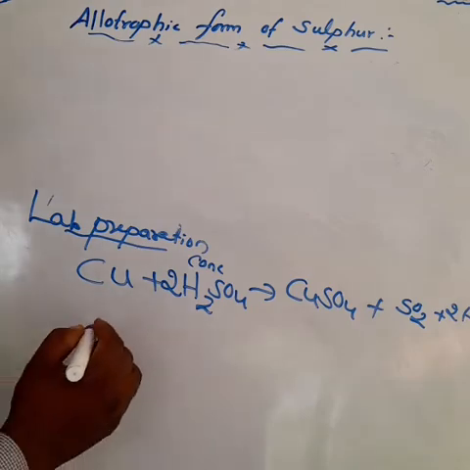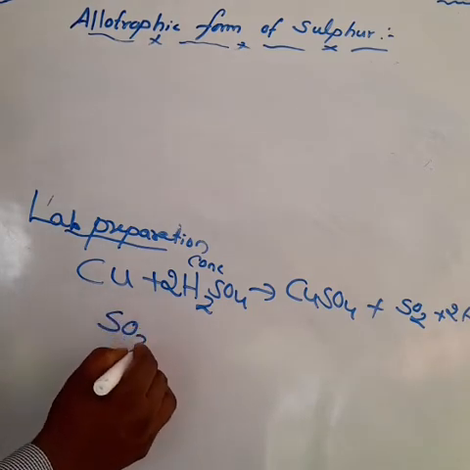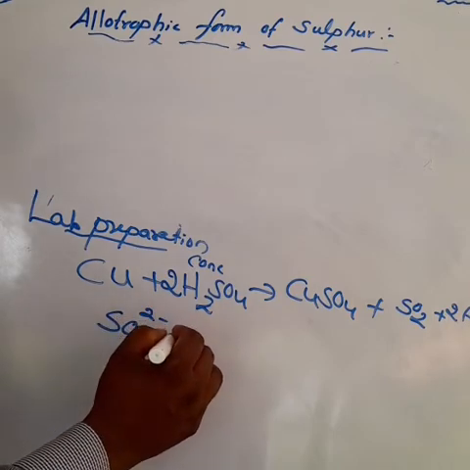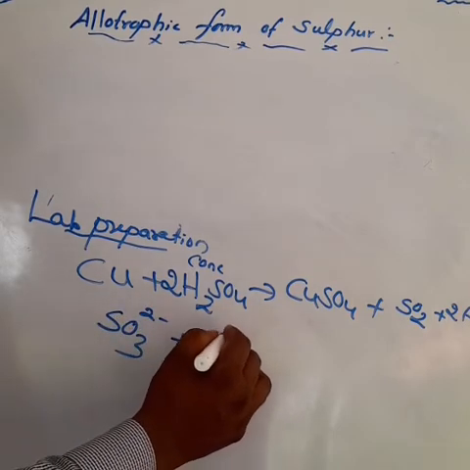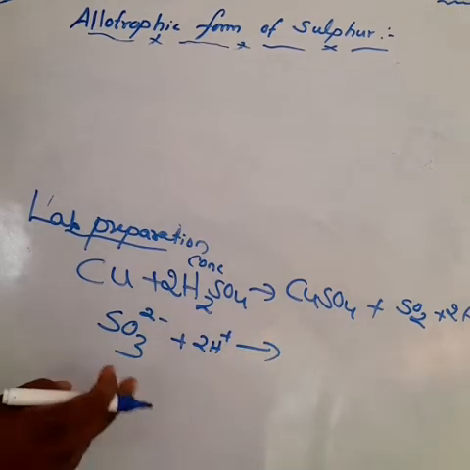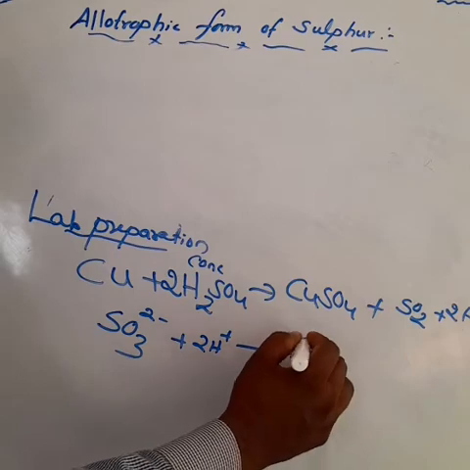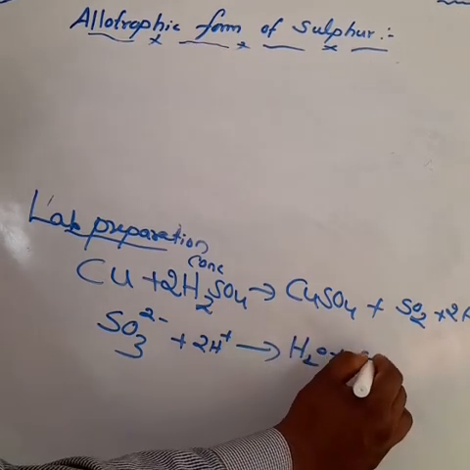Next about the ionic reactions, about the SO3 2- ions and also 2H+ ions, both are reacting, we get hydrogen combines with oxygen, we get water molecules. SO3 is converted into SO2, so that is sulfur dioxide.